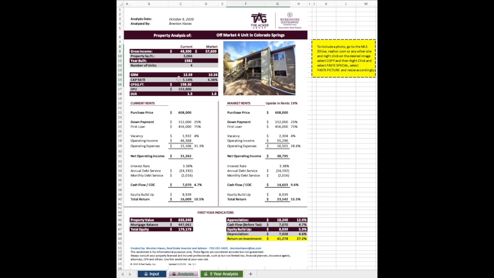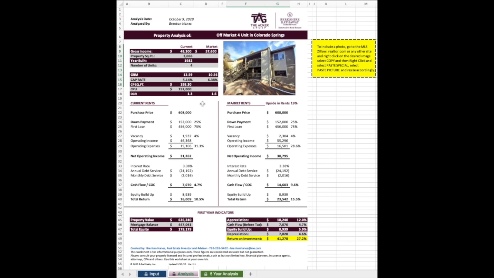So here's our GRM. Currently it's at 12.6. At market, we're looking at closer to 10.5. Current cap, 5.14. And that includes our reserves, keep in mind, and almost a 6.4 at market. Our cost per square foot, we're under $200 a square foot. Cost per unit, right at $152 a door. And our DCR, debt coverage ratio, which is more important on our commercial properties, but it's always a good indicator to look at debt versus income on the property.